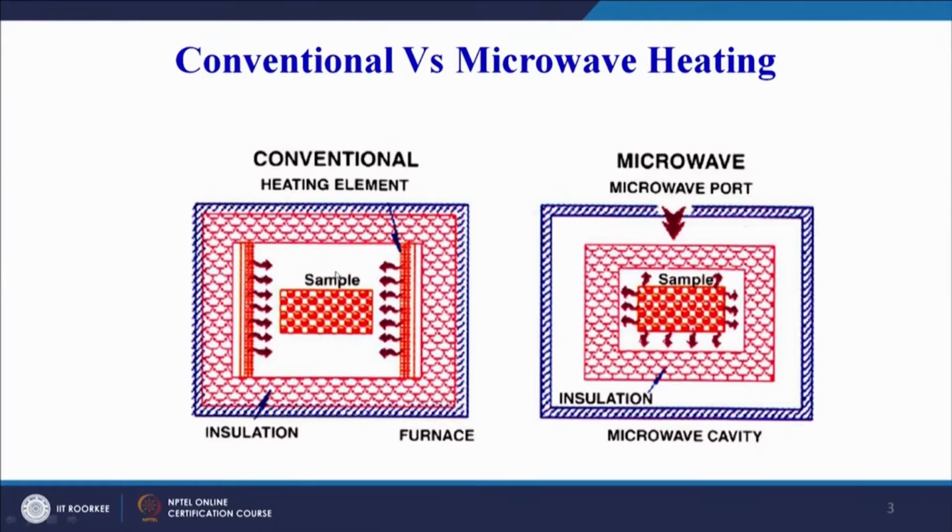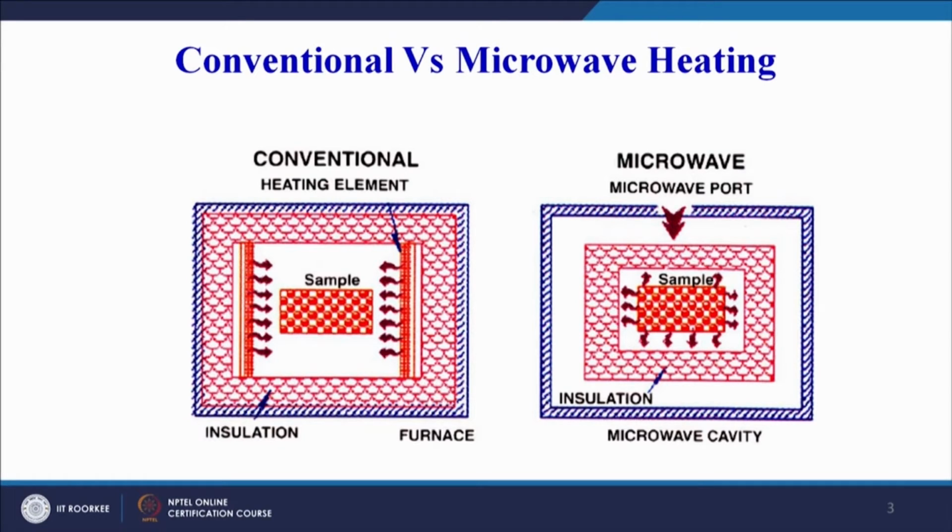So we can see from the diagram on your screen, this is the heating element in case of the conventional heating process, and this is our sample that we want to heat. Our heating element will first become hot and then it will try to heat the sample by supplying heat to the sample which is kept inside the furnace.